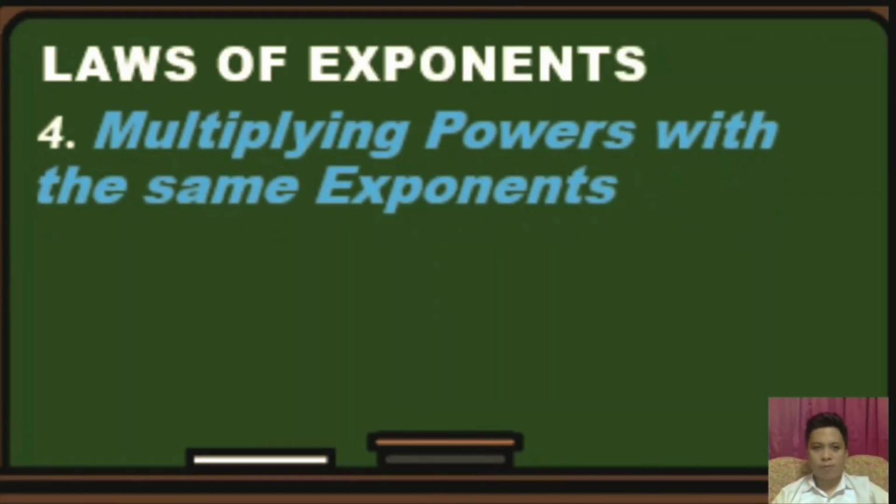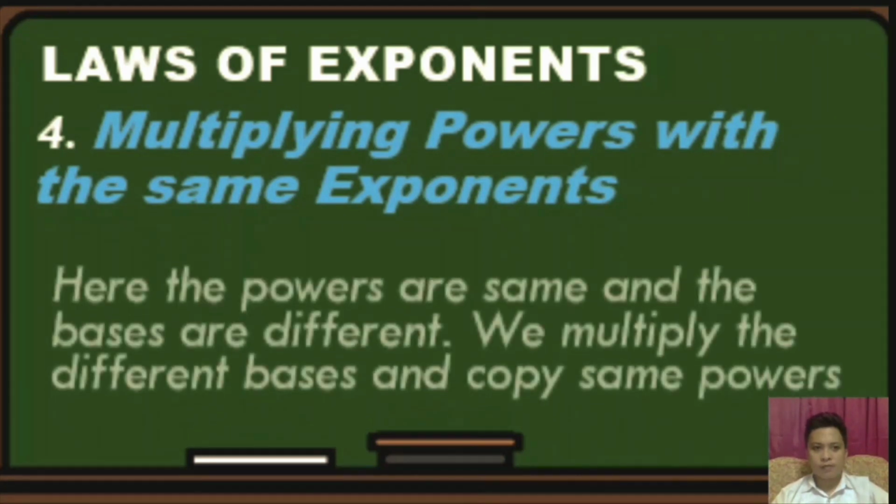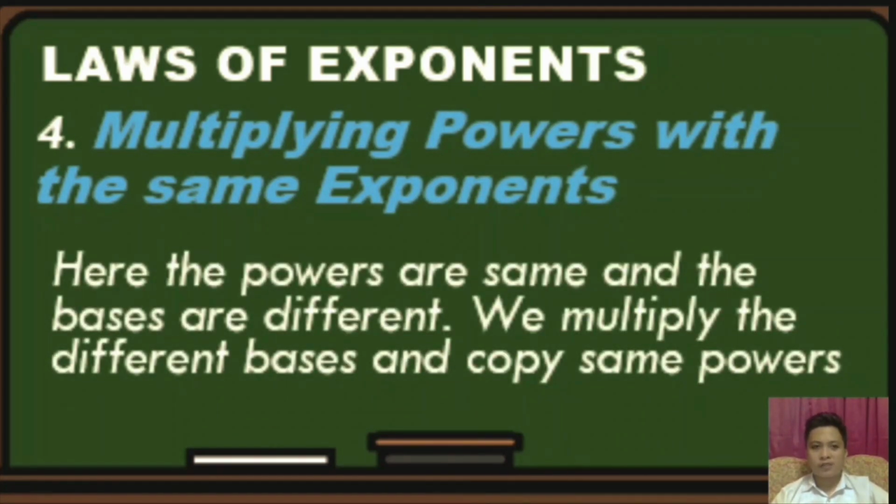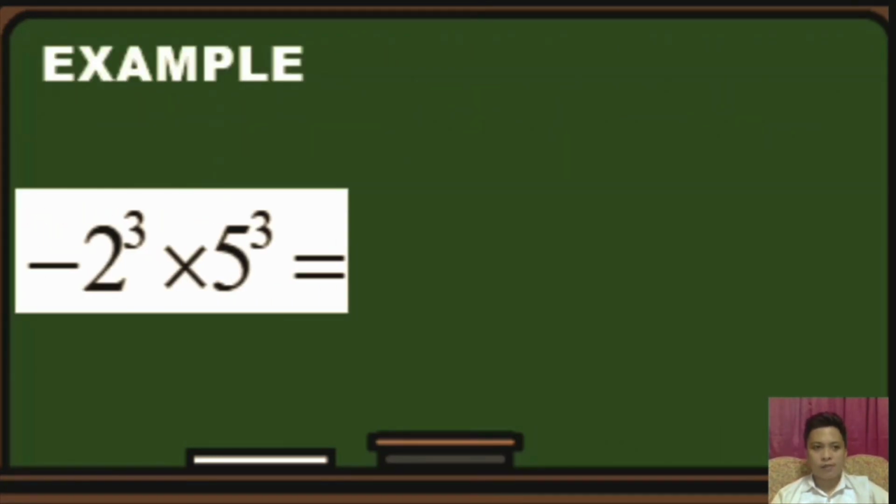Number 4, multiplying powers with the same exponents. Here, the powers are the same and the bases are different. We multiply the different bases and copy the same power. Another example, negative 2 cubed times 5 cubed. As you can see, negative 2 and 5 are different bases.